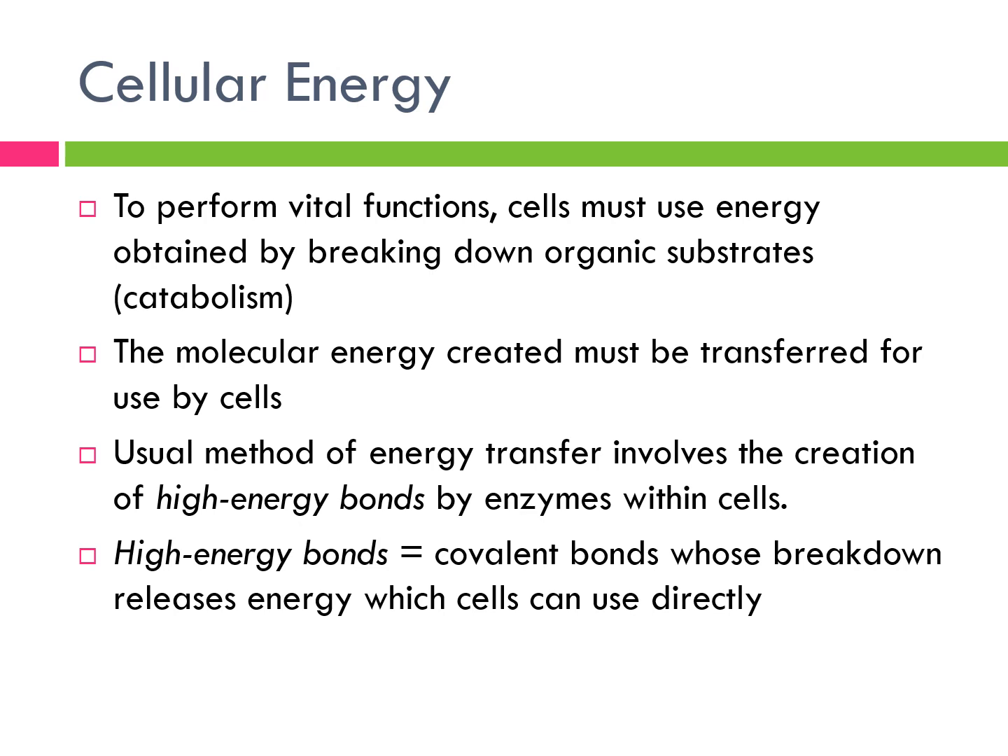All right, so cellular energy is, we need energy to perform our vital functions. And our cells are going to obtain this energy by breaking down organic substrates, or catabolic reactions. And then this energy must be transferred for use by cells. Different parts of cells require energy to power specific actions and reactions. So the method of energy transfer involves the creation of high energy bonds by enzymes within cells. And then when those bonds are broken, that energy is released and can be utilized directly by the cell.